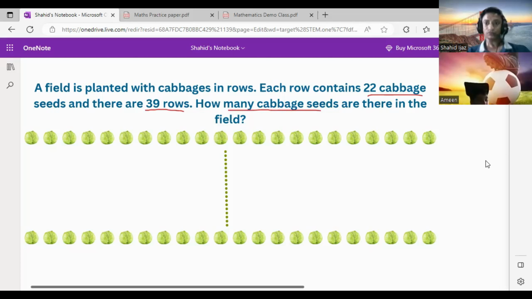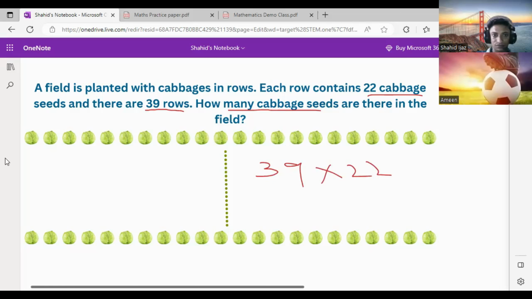You do 39 times 22. 39 and 22, multiply or addition? Multiply. Yes, very great. 39 multiply by 22. Can you solve it? 858. 858. Okay. You said 39 multiplied by 22. 858.